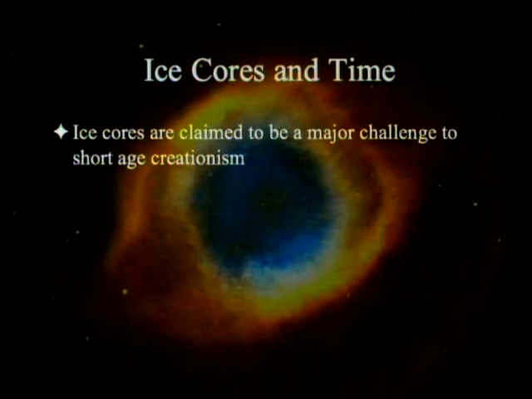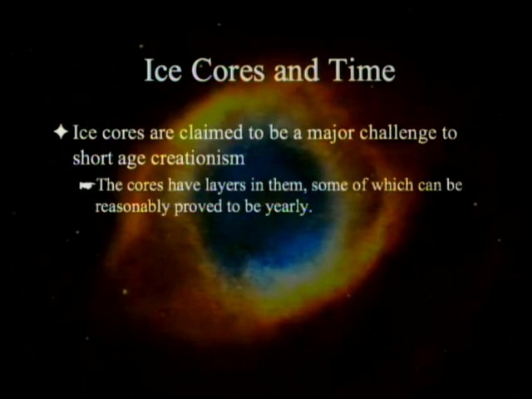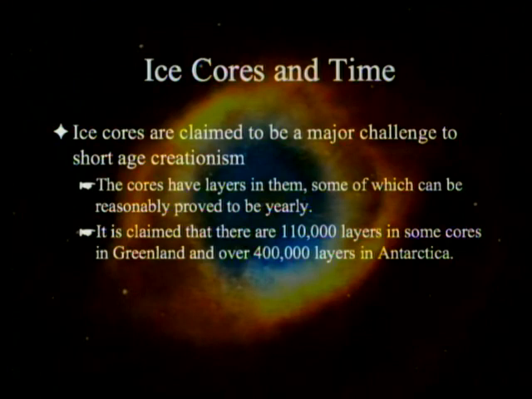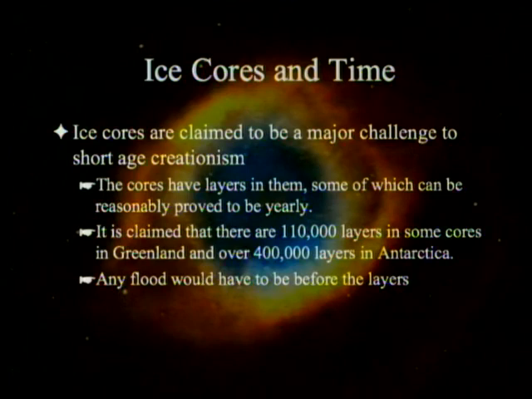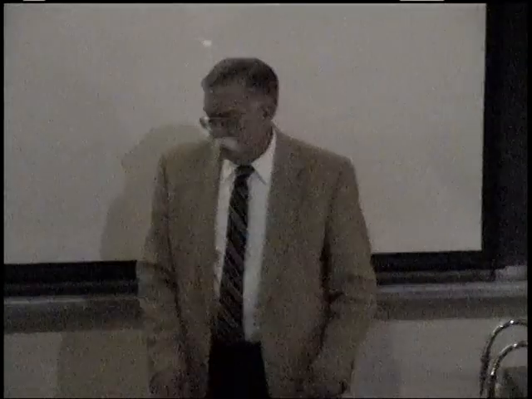Ice cores in time. Ice cores are claimed to be a major challenge to short-age creationism, and the way they're presented, they are. The cores have layers in them, some of which can be reasonably proved to be yearly. It is claimed that there are over 110,000 layers in some cores in Greenland and over 400,000 layers in Antarctica. If that claim were to hold up, any flood would have had to have been before the layers, because a flood would have floated the ice caps off of Greenland at least, and probably off of Antarctica as well. Those layers all have to be after the flood.